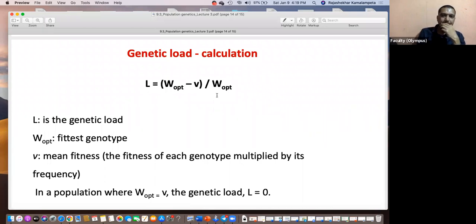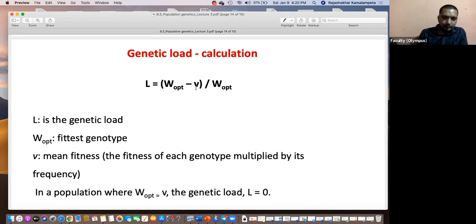So L is load here, and W optimal is the optimal or fittest genotype, because we're talking about a relative term. Genetic load is inferiority relative to the fittest. If there is an optimal genotype, anything inferior to that can be considered to be causing genetic load. So what are we learning here? The fittest genotype is W optimal. W optimal refers to the fittest genotype, the best genotype in that combination.